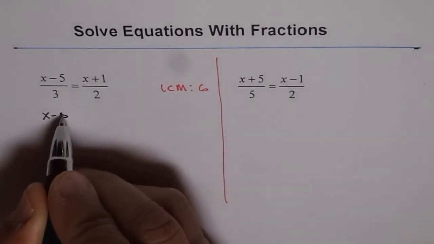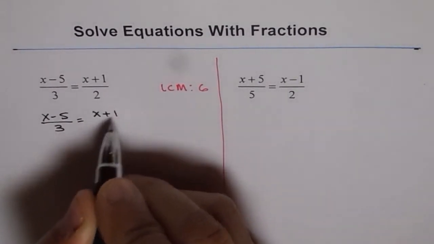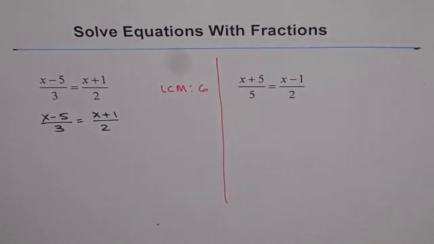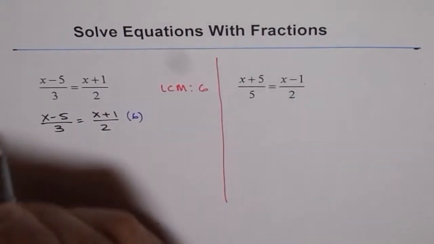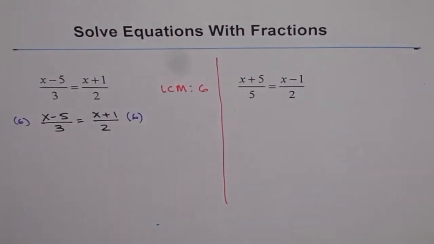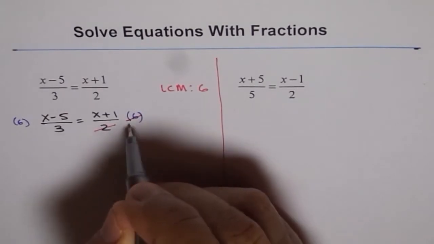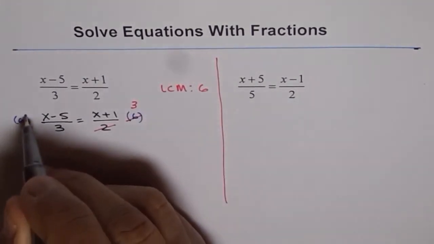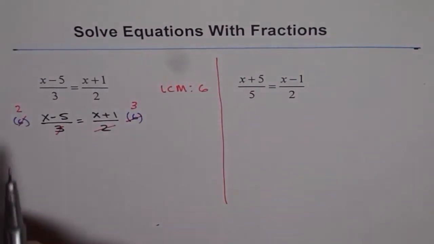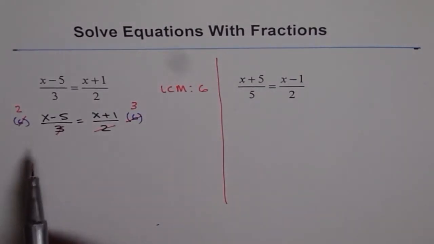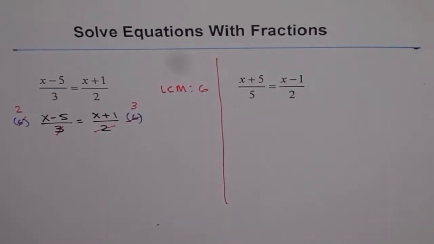We have (x − 5)/3 = (x + 1)/2. And what we are trying to do is multiply both sides by 6. See what happens when we do so. So this kind of gets cancelled. 2 goes 3 times in 6, and 6 divided by 3 is 2. So we are left with 2 times (x − 5) equals (x + 1) times 3.